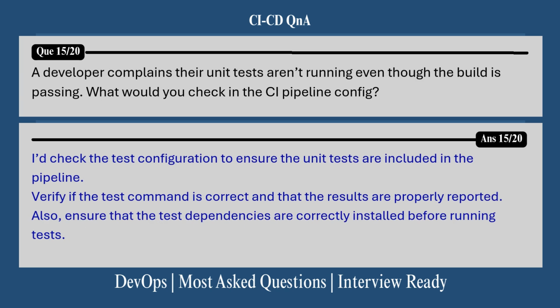Moving on to our last question. A developer complains their unit tests aren't running even though the build is passing. What would you check in the CI pipeline config? Here's how you can answer. I would check the test configuration to ensure the unit tests are included in the pipeline. Verify if the test command is correct and the results are properly reported. Also ensure that the test dependencies are correctly installed before running tests.